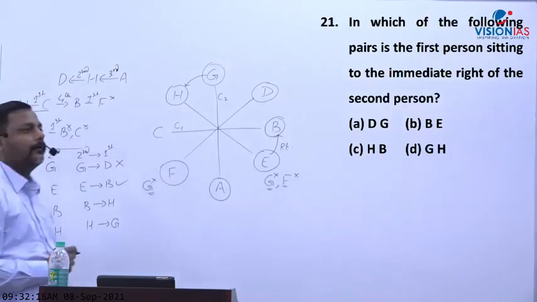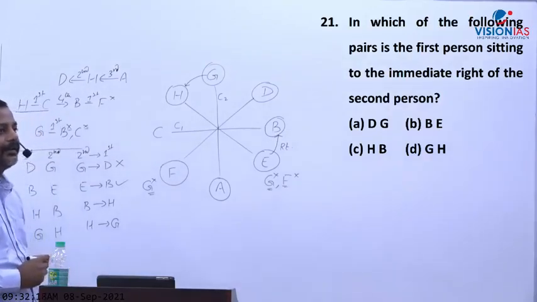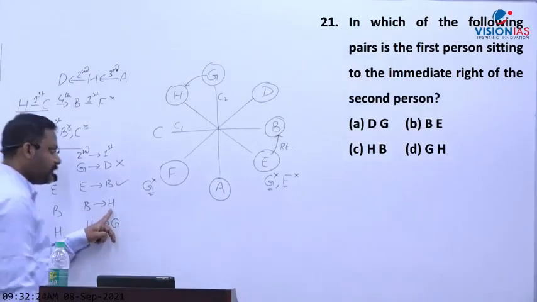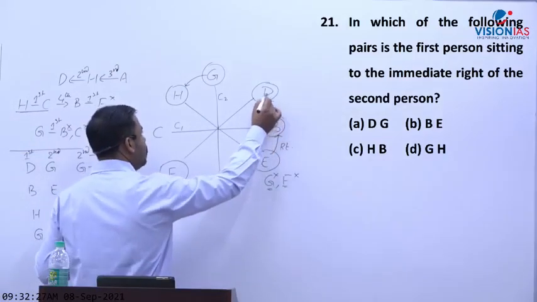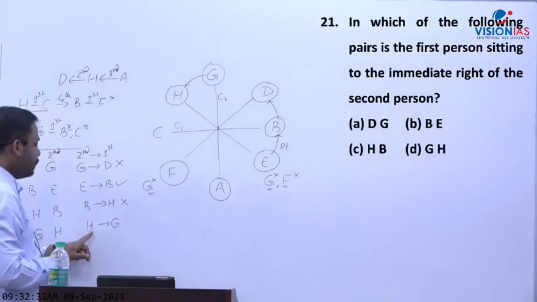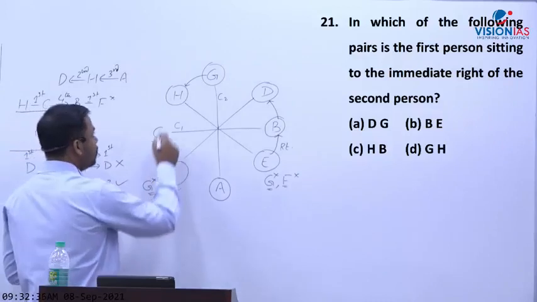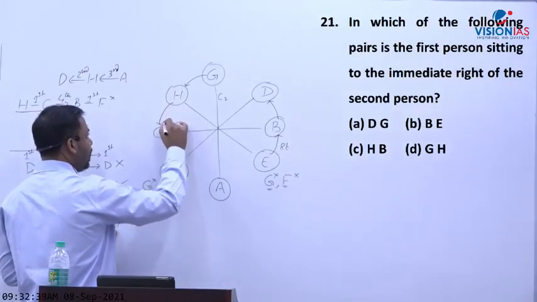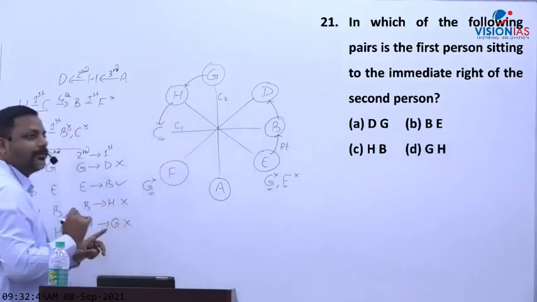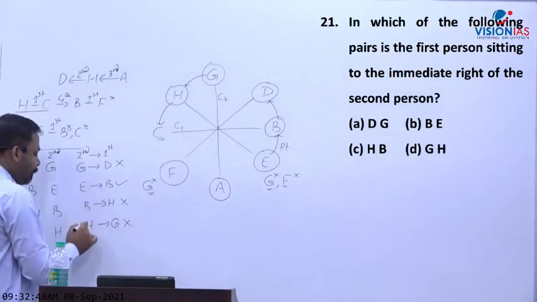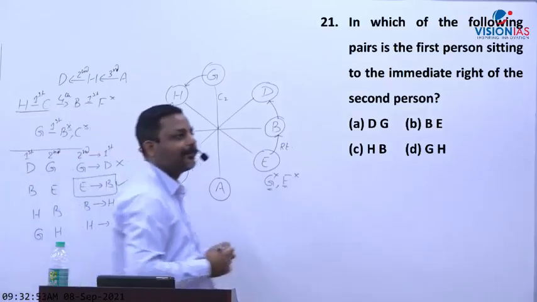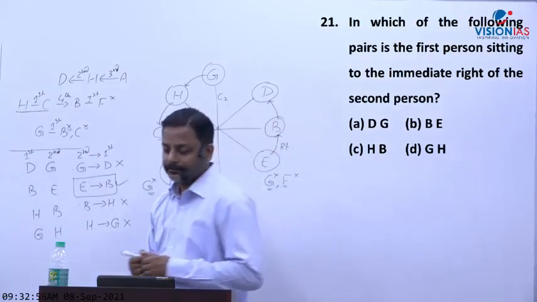Jasnoor Kaur, Devendra, Mani. See, on the right hand side of B, is H there? No, on the right hand side of B, D is there. Right means in the anti-clockwise direction. Similarly, on the right hand side of H, is G there? From H, if we move on the right hand side, in anti-clockwise direction, C is there, not G. So that's why these three sets of information are incorrect. Only the second option is correct.